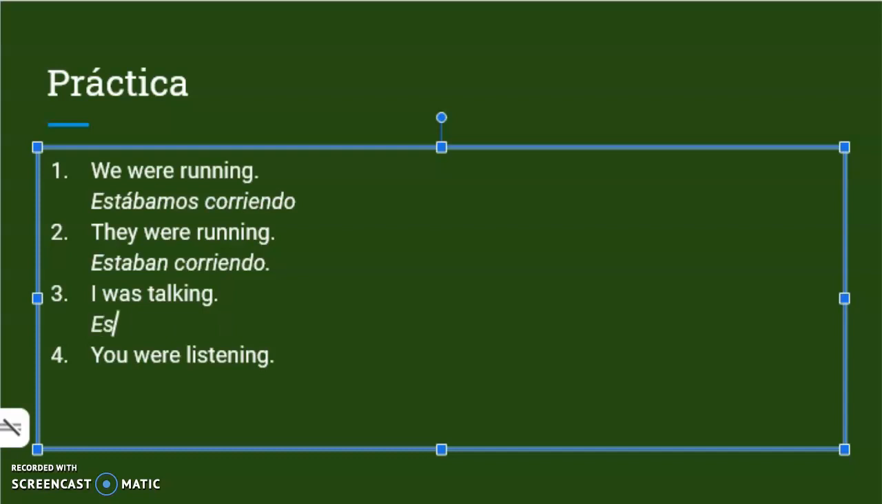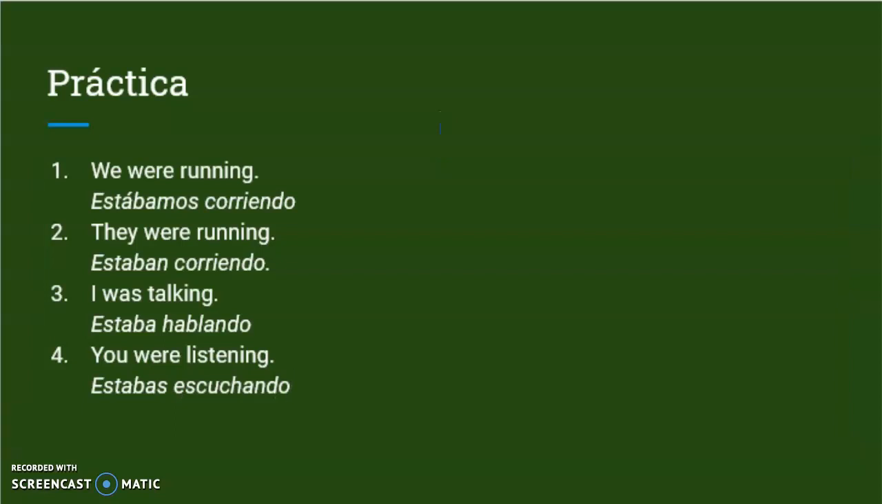So that corriendo part does not change at all by the subject. If it were I was talking, I'd have estaba for the I was. Talking is hablar, so hablando, ending in AR for an AR verb. You were listening. If I'm doing the tú version of you, I'd have estabas for you were. Then listening, escuchando. I'm getting from escuchar, take off the AR, and it's going to end in ando.